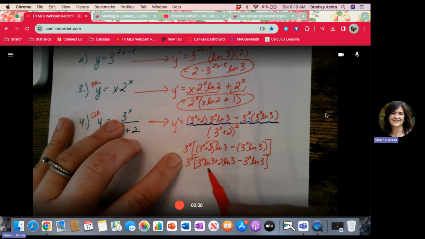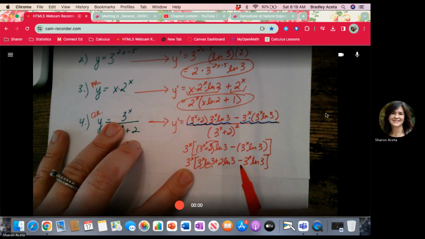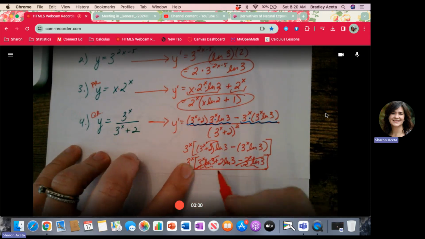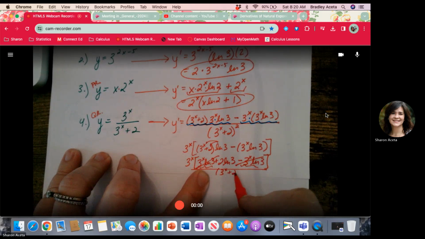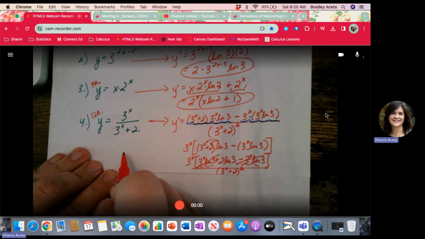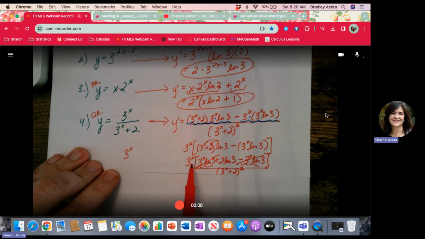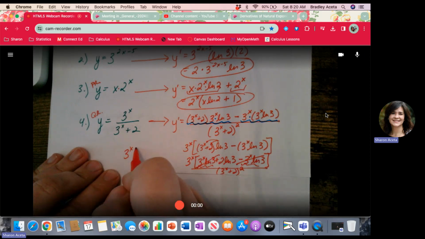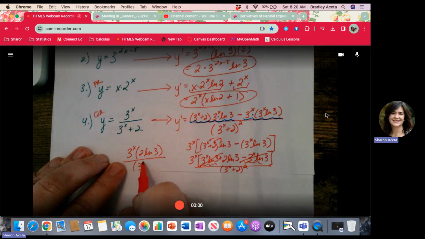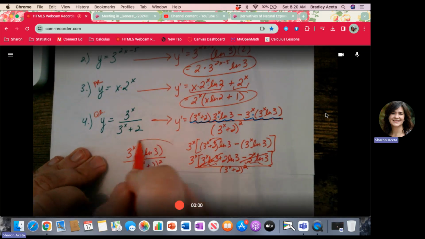Well, look what happened there. These are the same, but they're opposites, so they go away. Now, don't forget, this is all over the denominator. I'm just running out of room here. Over your denominator squared. So let's see what I have left. I've got a 3 to the x on the outside. These cancel because they were opposites after I did some distributing. I have a 2 ln 3. And then on the bottom, I have 3 to the x plus 2 squared.